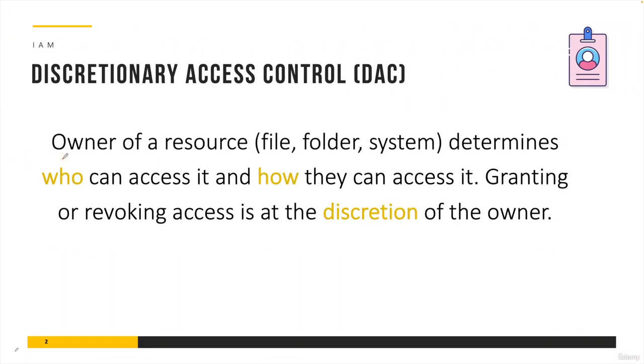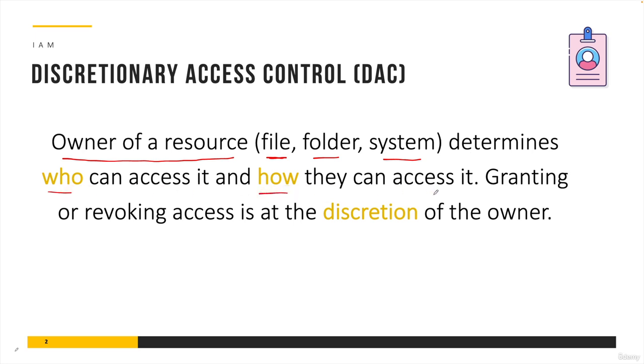So in this one, the owner of a resource. Now, what is a resource? A resource is sort of like an object. It can be a file, it can be a folder, it can be a system. So this is something on which a worker or a subject is going to perform some action. So for example, a subject may be a person and a file may be the object or the resource. So in this one, the owner of a resource determines who can access it and how they can access it.